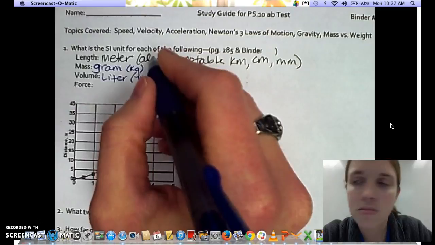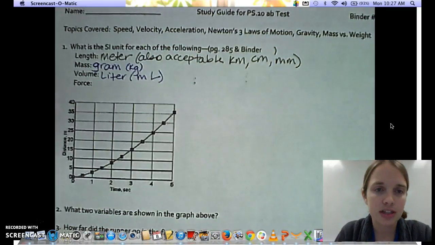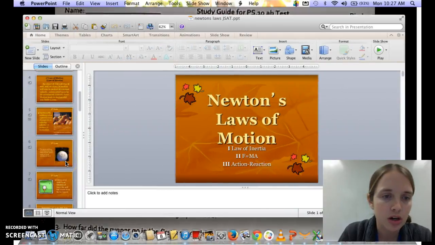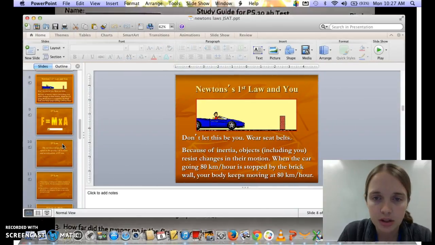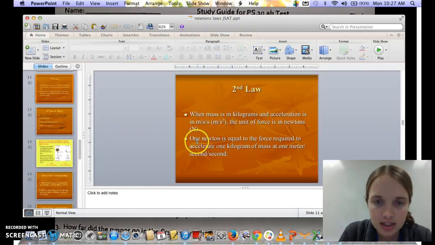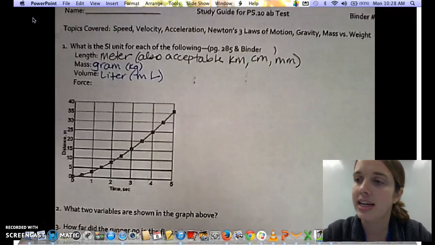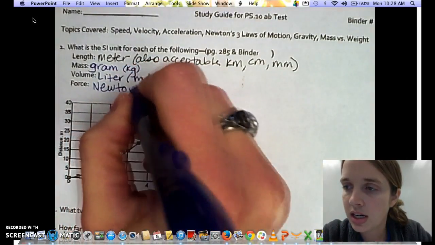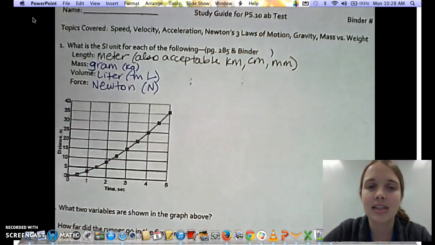And then force, which is our relatively new one, if we go to our notes on Newton's law that we took last week, we would see that in fact it says right here, 1 Newton is equal to the force required to accelerate 1 kilogram of mass 1 meter per second per second. Here's the bottom line. The unit of force is newtons, and we abbreviate that with a lowercase n. So Newton. I said lowercase, I meant uppercase.